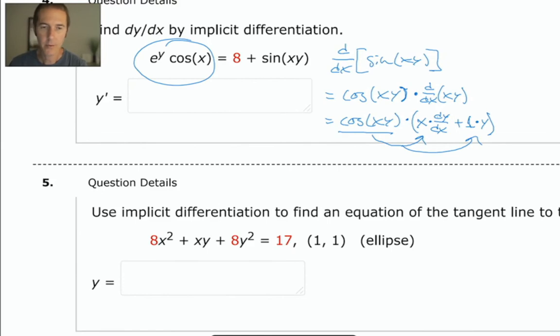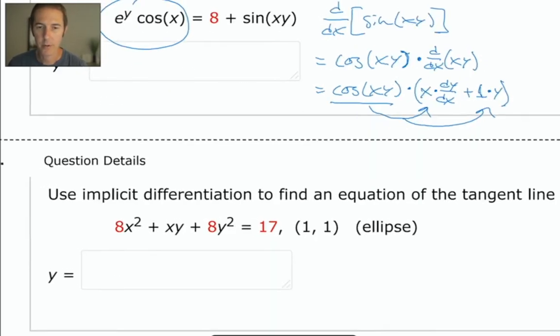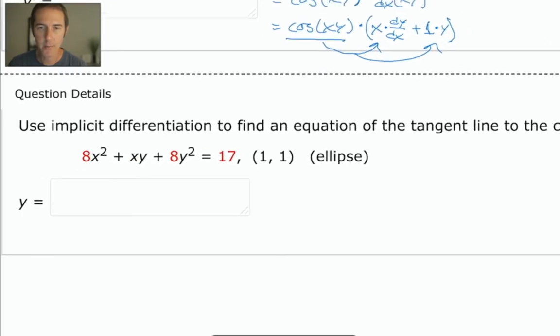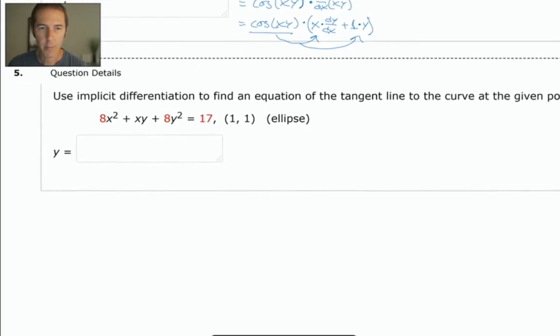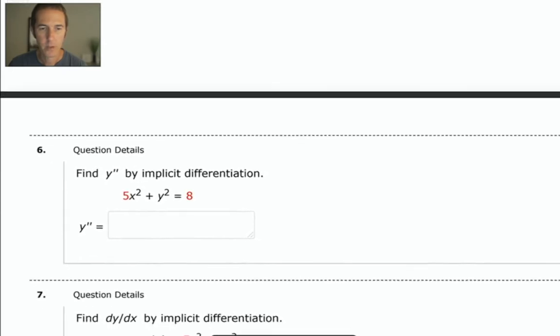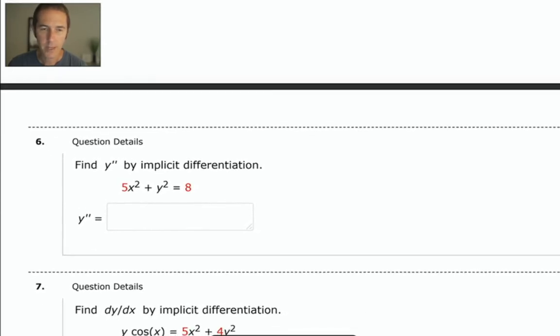Number 5, you're still taking a derivative using implicit differentiation. You just have to go one step further and find the equation for the tangent line. You can handle that part. Here you're finding a second derivative. I don't know if we've ever found a second derivative together.